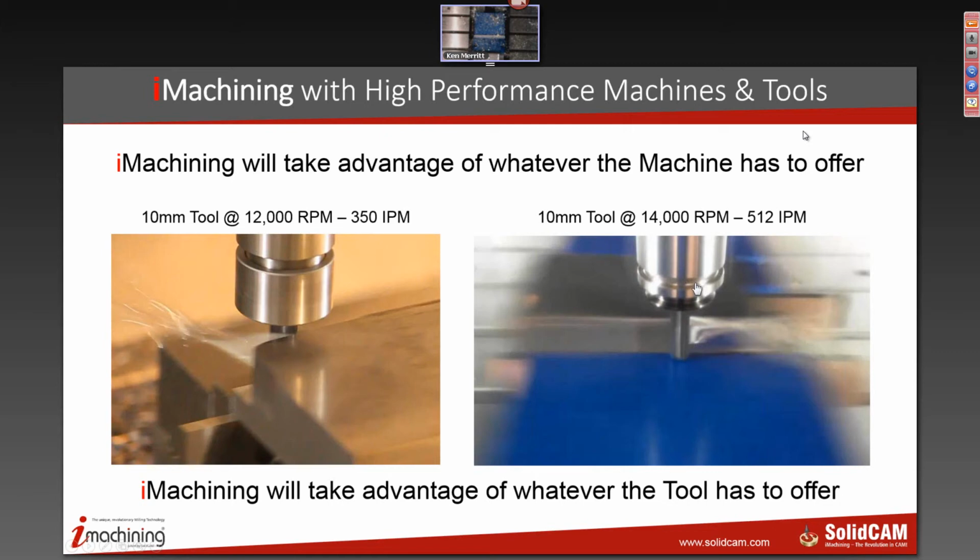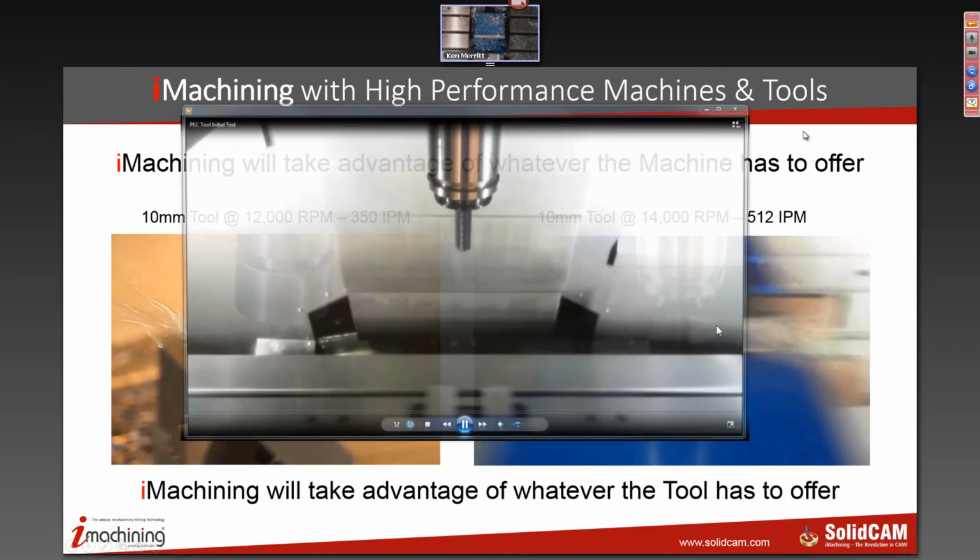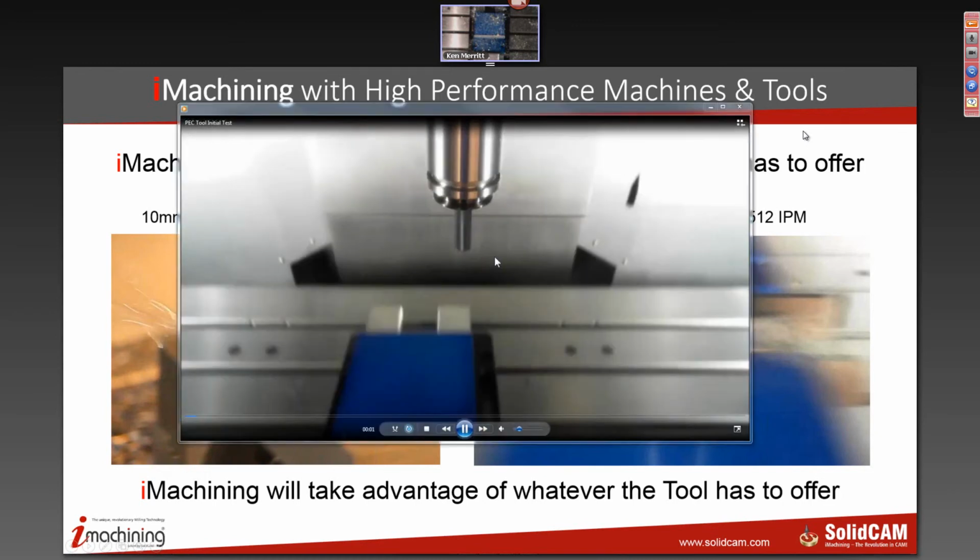Now watch this video. This is the same 10mm tool, same time, 14,000 RPM and 512 inches a minute. Same step over, the same 50 degrees cutting, okay? And I don't have any problems with it holding on to it at all. This tool holds on really, really good, and you can see how dramatic the material removal rate is here. We're getting some chips out of here, okay? Very, very fast machining going on here.